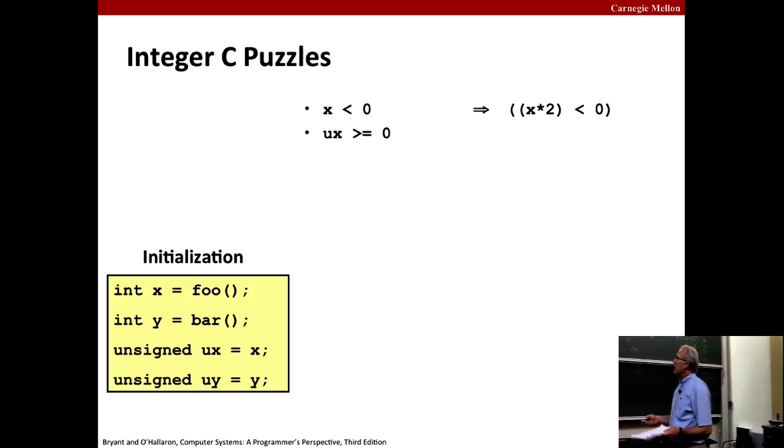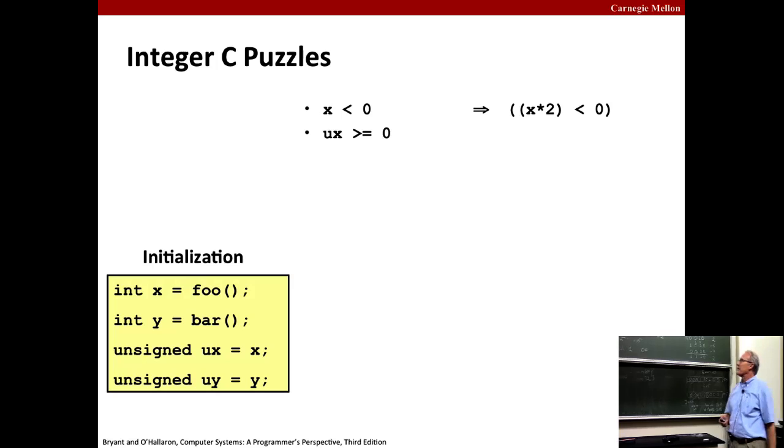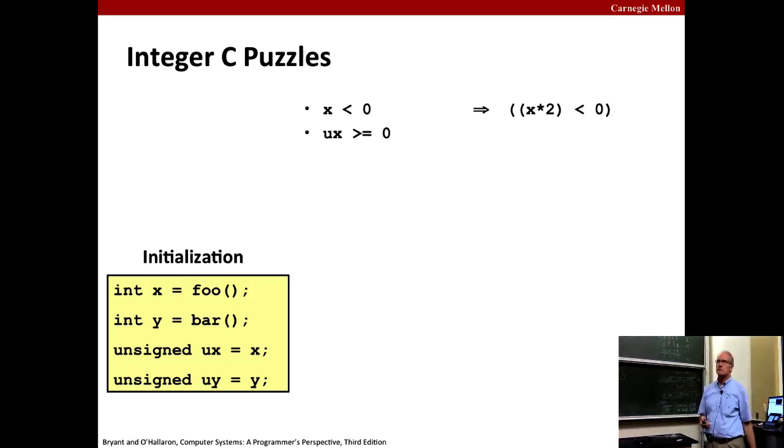Again, assume that x is any 2's complement number, and ux is what happens if I cast it to be unsigned. So is ux always greater than or equal to 0? Yeah.